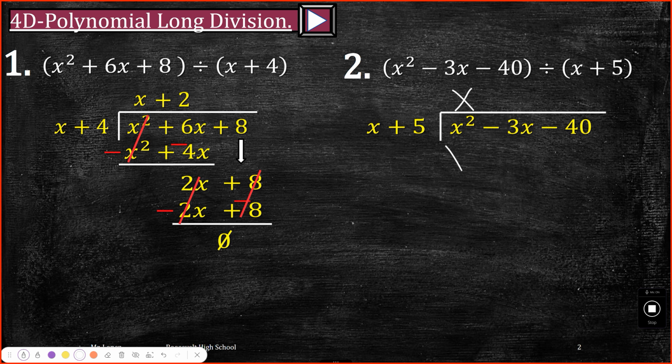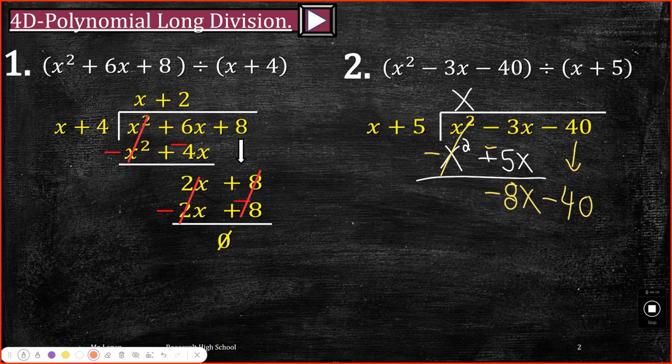X times x, x squared. X times 5, 5x. Change the signs. If it's positive, it becomes negative. And then you say x squared minus x squared cancels out. Negative 3x plus negative 5x. What's negative 3x plus negative 5x? Negative 8x. And you bring down the negative 40. And you continue with that iteration.